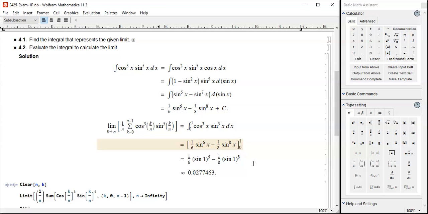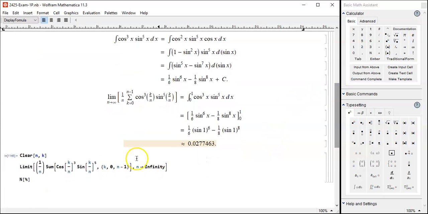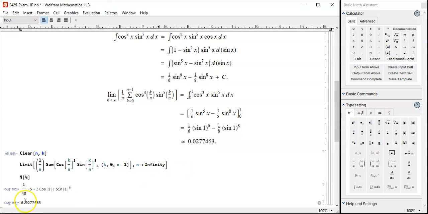Plug in 1 and sine of 1 to the sixth power, sine of 1 to the eighth power, and plug in 0. Sine of 0 is 0, so I don't really have to do anything. And then if you calculate this, it'll turn out something like this. Sine of 1 is 1 radian, and we don't have a simple value, but you get an approximation. And then if you ask Mathematica to calculate this limit analytically, you get 0.227 something, exactly the same as before.